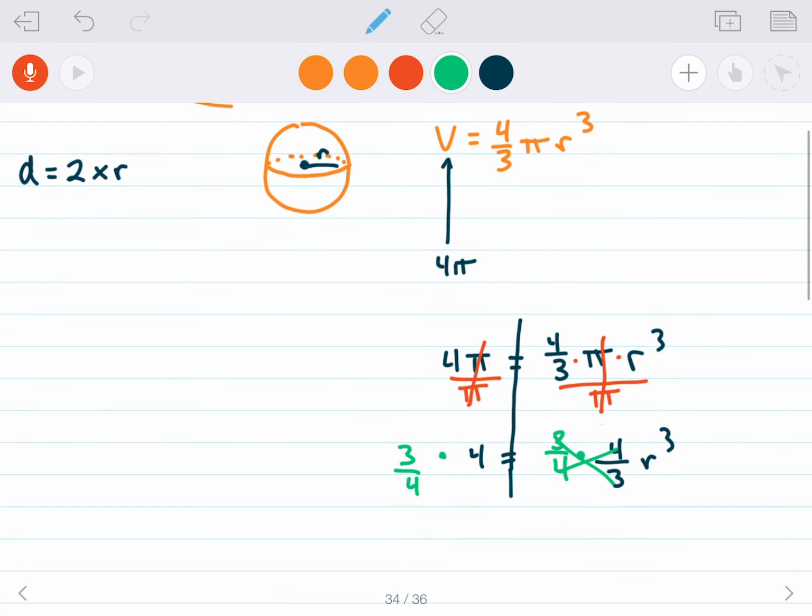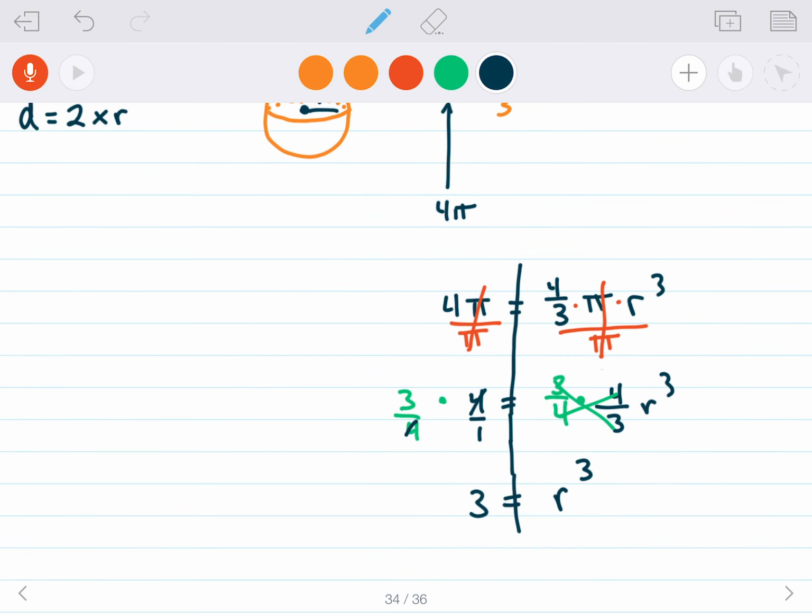And on the left, if I cross simplify, these 4's can actually cancel out, and I'm just left with 3 on the left equals r to the 3rd on the right. Now, how do you get rid of a square? You square root. How do you get rid of a cube? You cube root. So I'm going to take the cube root of both sides to get rid of that cube right here. And that's going to go away, and I'm going to get r is equal to the cube root of 3.